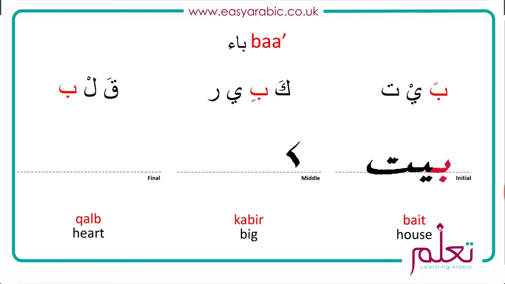So the next one is Kabir. So Kaf, then the Ba, then we have the Ya, and then the Ra. Kabir. So next we have the word Qalb, which is a Qaf. Then we have the Lam, and then we have the Ba. So the Ba comes onto the end. Qalb, okay, which means heart.